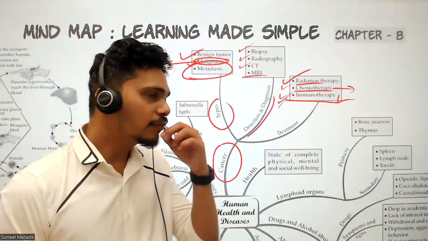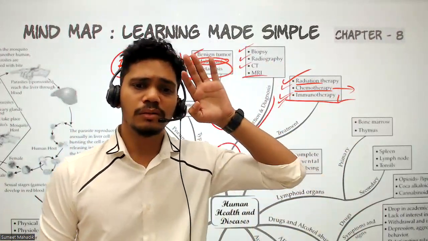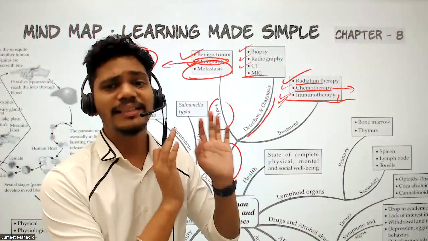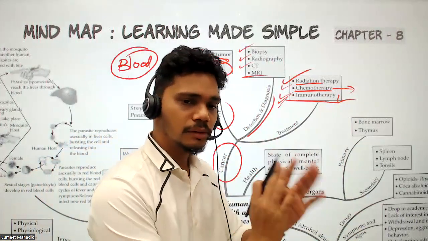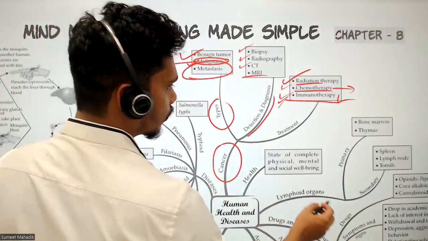See, in cancer treatment, for example, if a malignant tumor is there, we can stop the growth. Not exactly cure it, but we can stop it, right? With the help of treatment. So we have talked about this much, right?